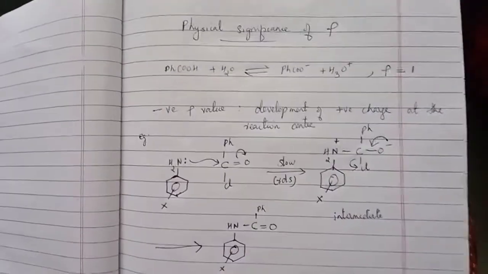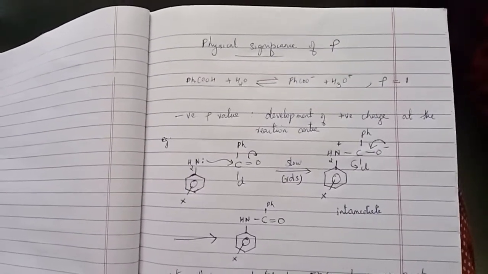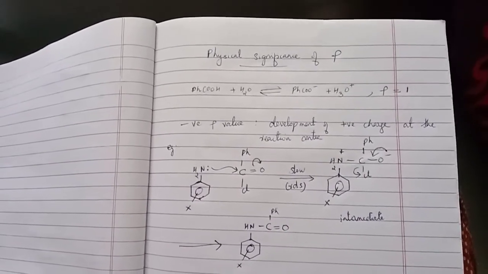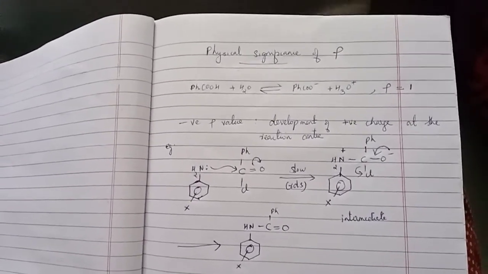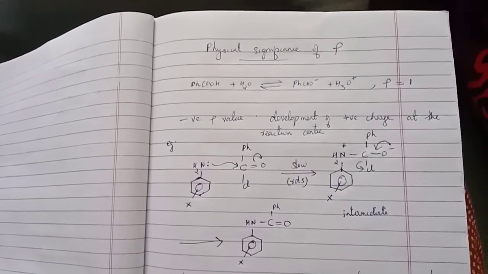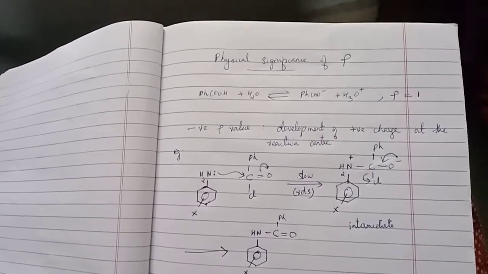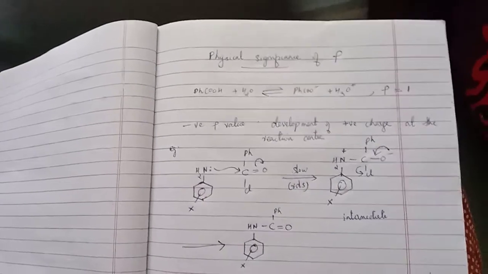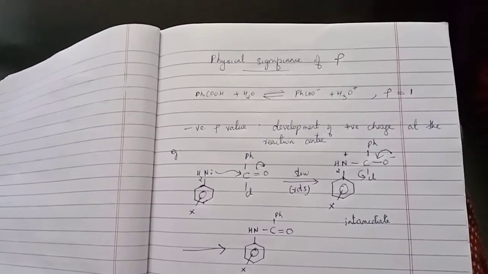Now we see the significance of rho. Rho is the reaction constant. So we said that sigma is the measure of the polar effect of the substituent on the reaction rate. Rho is how much that effect affects the rate of the reaction. There is a sigma for a substituent, and how much of that sigma value affects the rate of the reaction, that is rho. Rho is the slope of the Hammett plot that we have seen earlier.